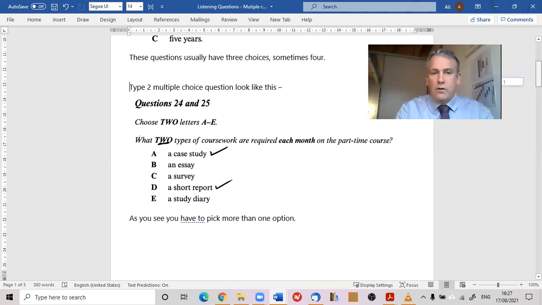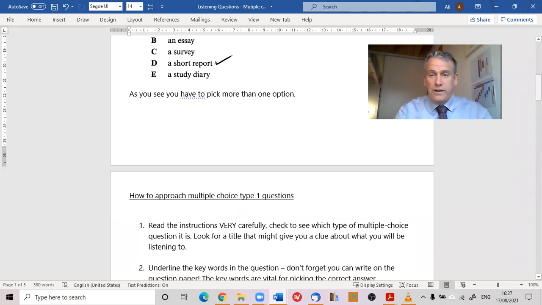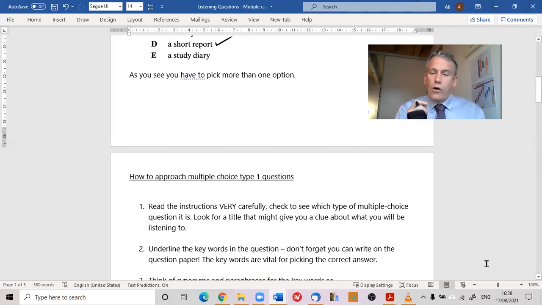Okay, so how do we approach a type 1 question? First of all, as in any exam, it's important to read the instructions very, very carefully. You need to check to see what type of multiple choice question it is. Firstly, is it a type 1? Is it a type 2? If it's got a title, look at that, which might give you a clue about what you're going to be listening to.